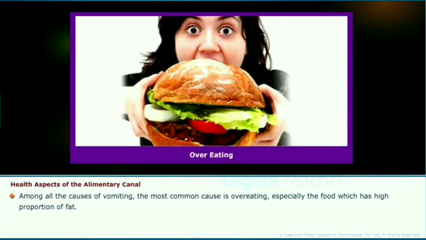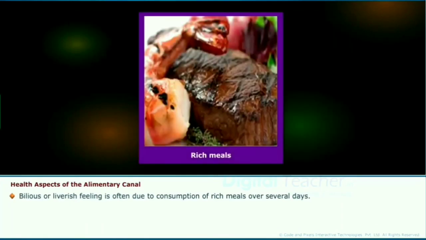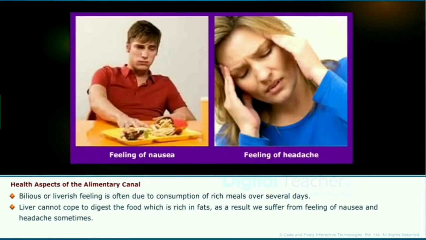Among all the causes of vomiting, the most common cause is overeating, especially the food which has high proportion of fat. Vomiting also occurs when very indigestible and poisonous food is consumed. Bilious or liverish feeling is often due to consumption of rich meals over several days. Liver cannot cope to digest the food which is rich in fats. As a result, we suffer from feeling of nausea and headache sometimes.